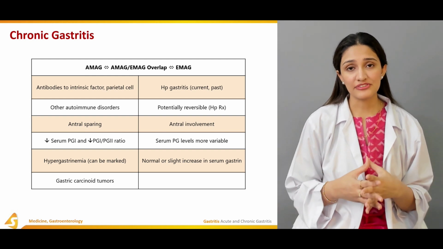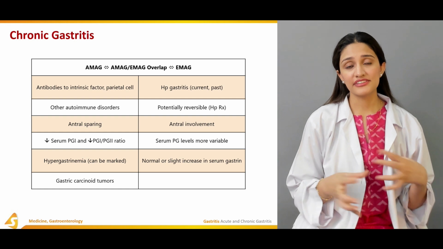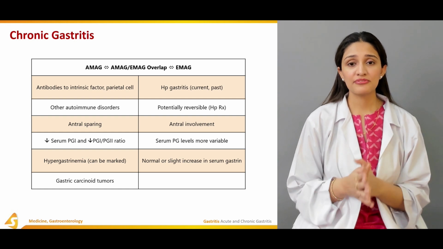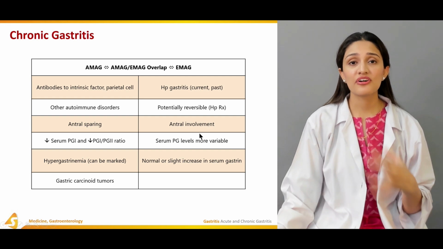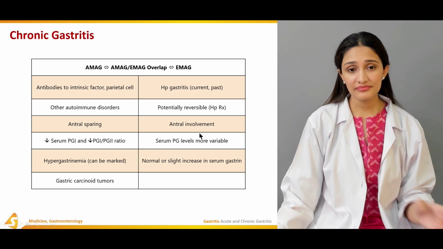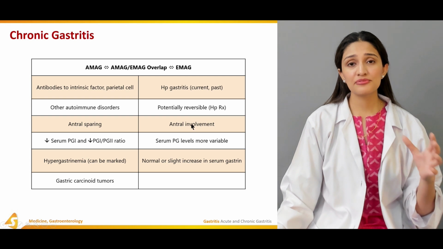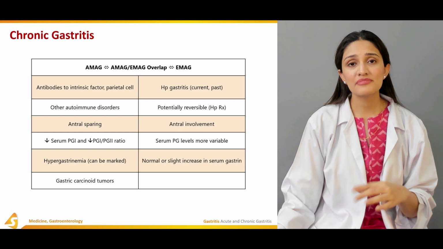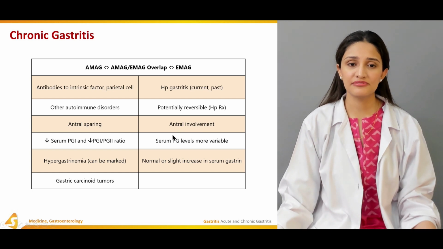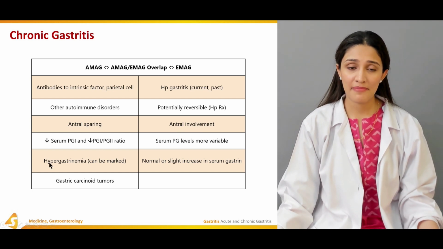If we talk about the location within the stomach, the autoimmune sort of gastritis is more often antral sparing. It does not involve the lower end of the stomach, whereas the environmental atrophic gastritis has more of an antral involvement. It is usually occurring within the gastrointestinal tract, but is more common within the stomach, being the antral part of the stomach.